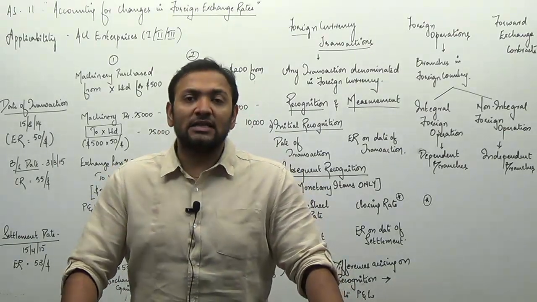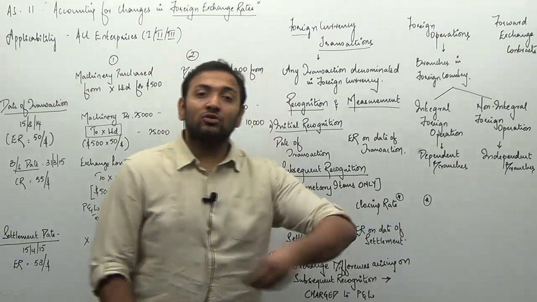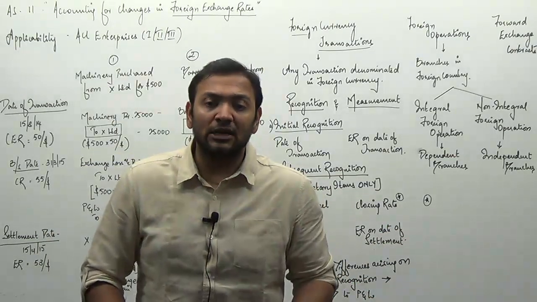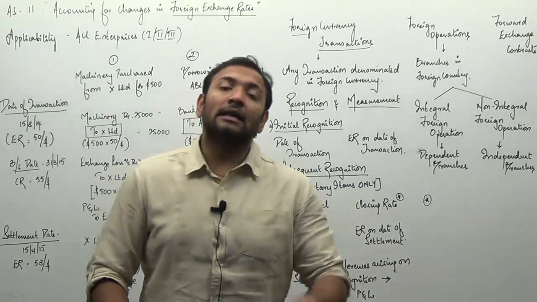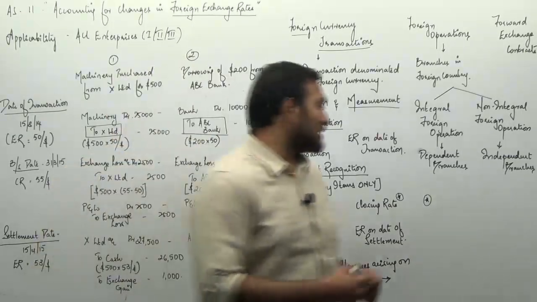In such a situation, he says that you don't have to take the closing rate because closing rate is not the possible exchange rate at which the transaction is likely to be settled. So then do not consider the closing rate, then consider that exchange rate likely at which the transaction will be settled.